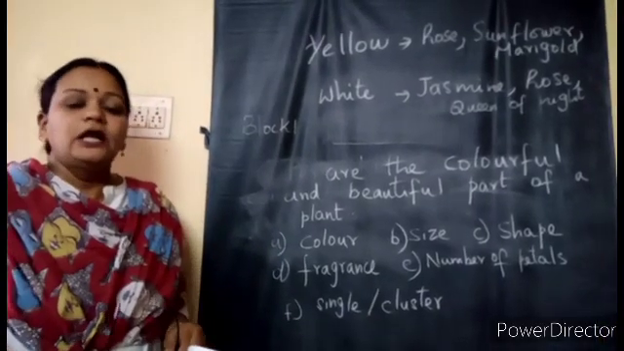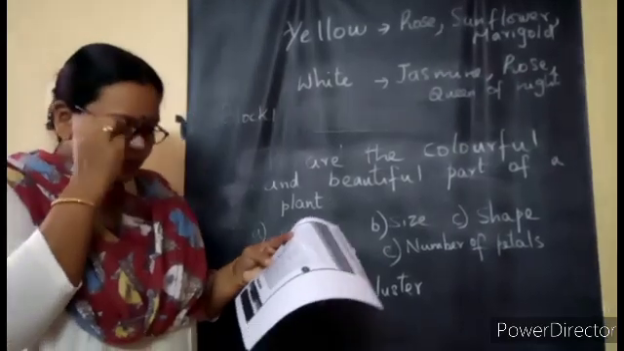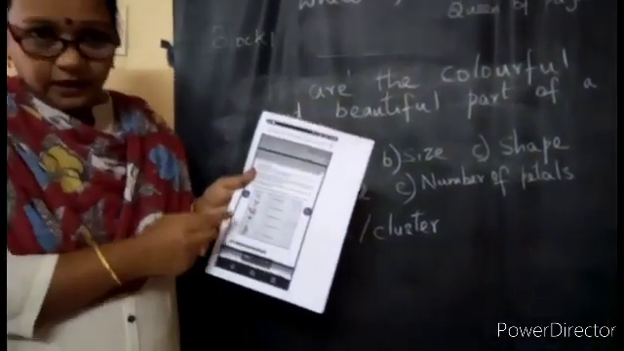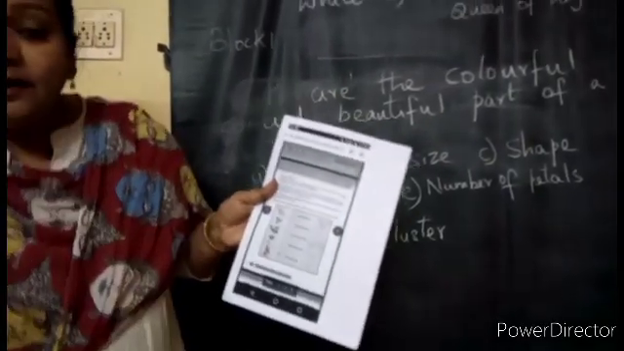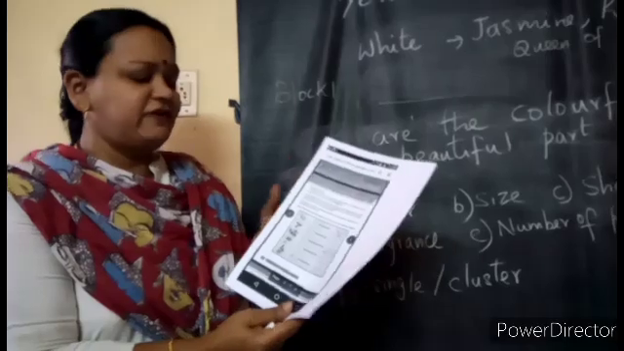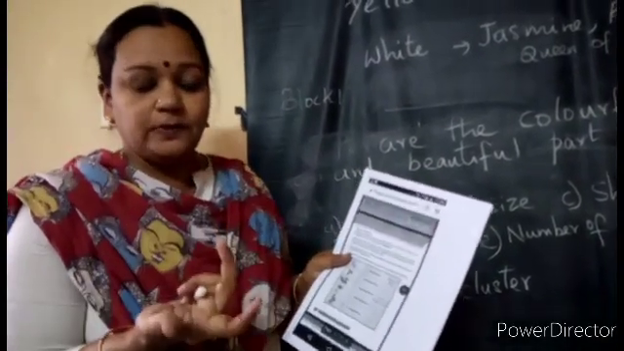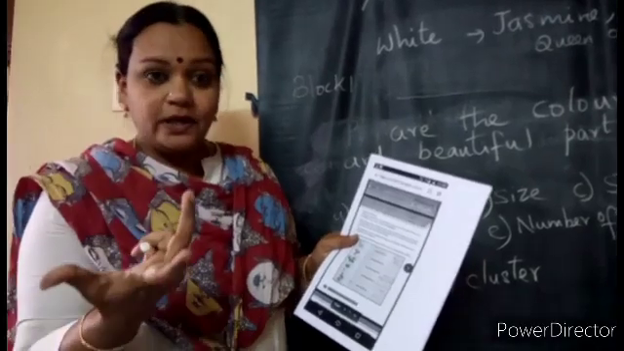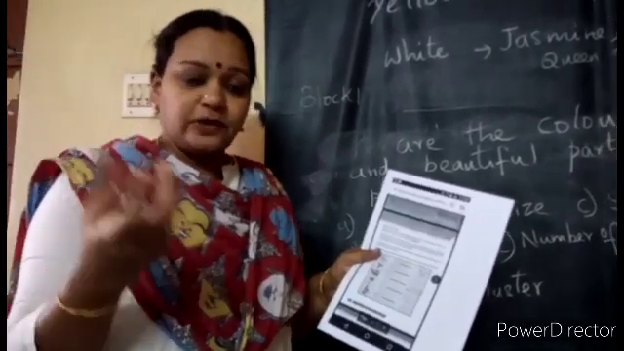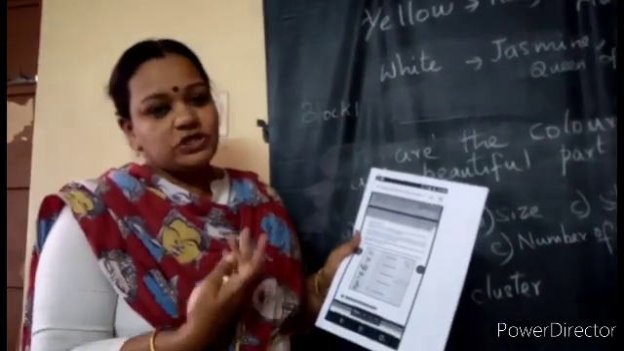Now in your textbook, children, on page number 10, you can see there are different flowers and it is given how they differ in their shape. Just as the color differs, the shape also differs. Some of them are in tubular shape, some of them are in funnel shape, like hibiscus, you have seen. Some of them are in star shape. So flowers have different shapes too. They differ in their shapes also.